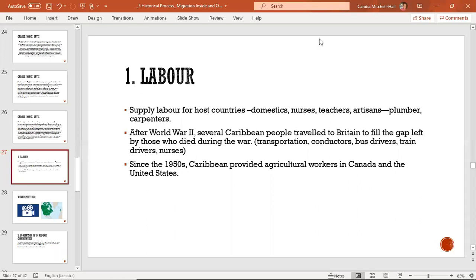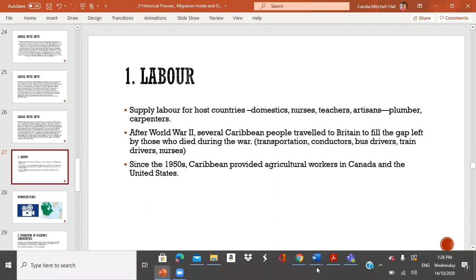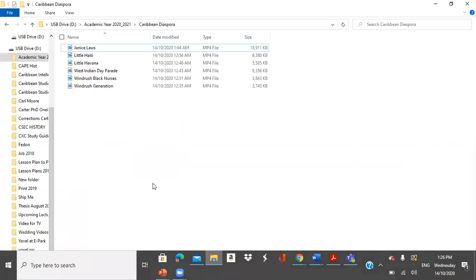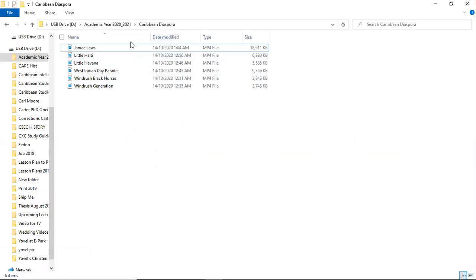On that note, ladies, I'm going to share an experience with you from a video of some Caribbean persons who would have left in the 1950s on a ship called the Windrush Generation. The Windrush, that was the name of the ship. They left and went to the UK to work from the 1950s.